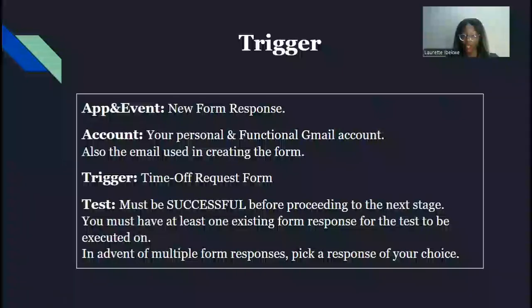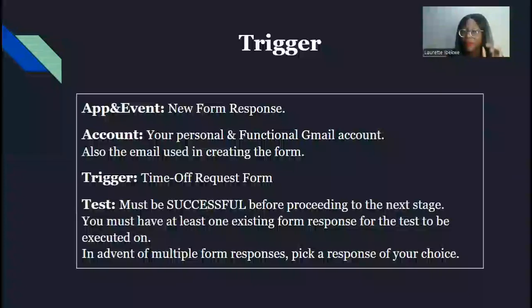Now, you have trigger, remember, and you have action. We've spoken superficially. Now we're delving deep into the trigger process, actually. The trigger process and the action process are broken down into 4 steps for all applications you use. Regardless of the application you use, it's broken down into the steps: app and events, account, trigger, and test. The app and events, in this sense, is new form response.